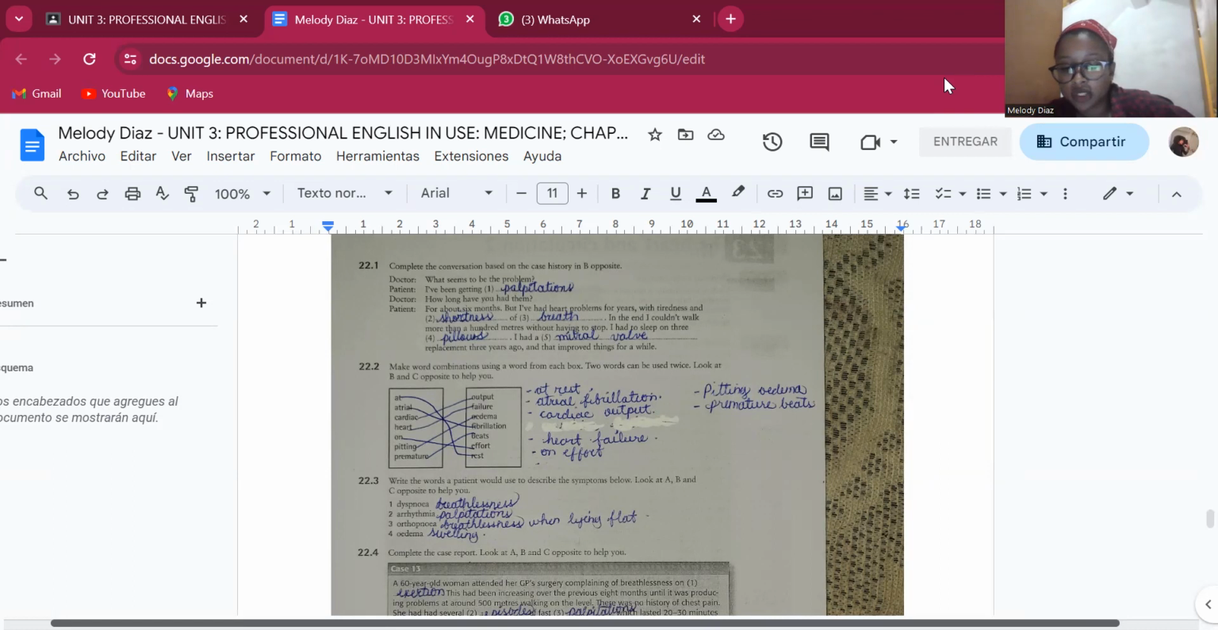Make word combinations using a word from each box. Words can be used twice. Look at B and C opposite to help you. Atrial fibrillation, at rest.